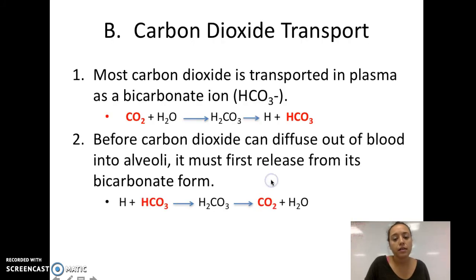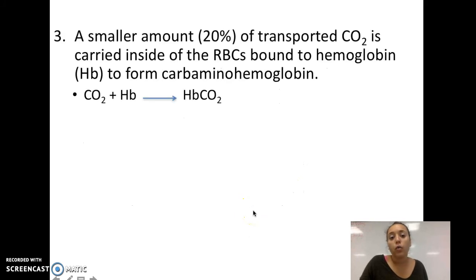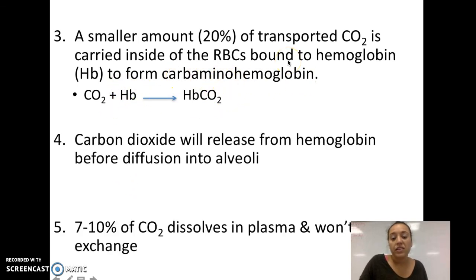Okay, carbon dioxide is a little more complex because there's multiple things that can happen. Most of it is going to be picked up in the plasma as bicarbonate ion, right? So most of it comes by bicarbonate ion. And then when it gets there, it'll just be released back into CO2. Also, 20% will become carbaminohemoglobin. So it'll be picked up by the hemoglobin to become carbaminohemoglobin. And then some of it will dissolve. So a very small percent will just dissolve in the plasma. It won't do anything with gas exchange.